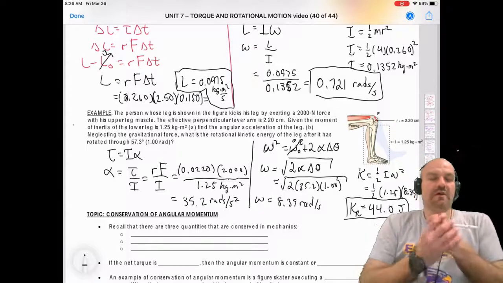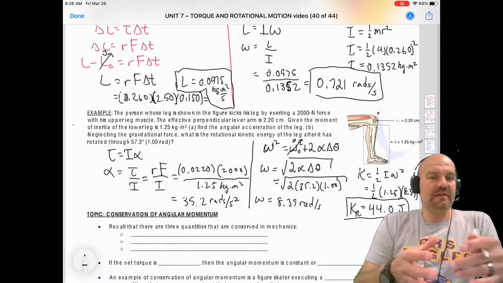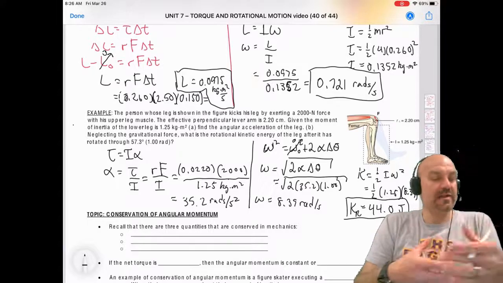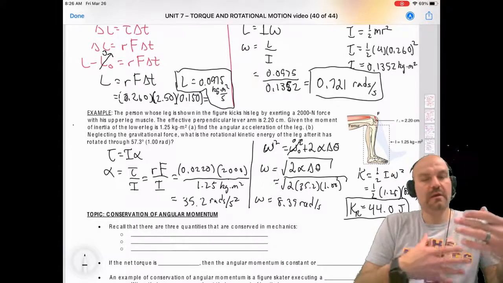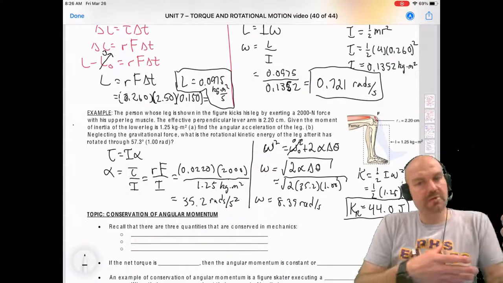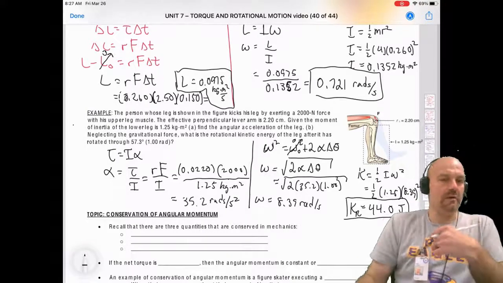Okay. So the next video is going to be our last video for this unit, and we're going to look at conservation of angular momentum. Just remember that, just like linear momentum, angular momentum will always be conserved.